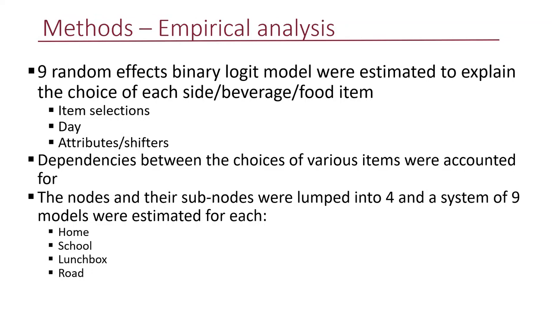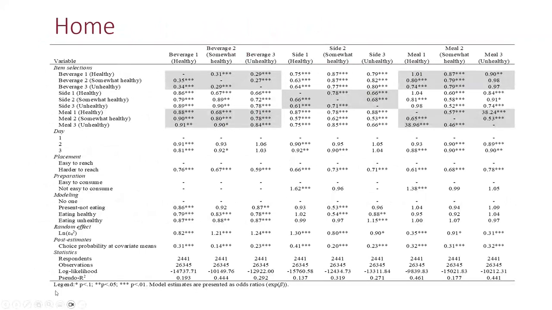And of course, we had nodes and subnodes. So we lumped together nodes of a similar character into 4 supernodes, if we may call them: home, school, lunchbox, and road. Now, in terms of results, basically what we estimated is 4 sets of 9 models, one for each of these supernodes. And what we ended up with is a table which might look monstrous, I'm sure, to many of you.